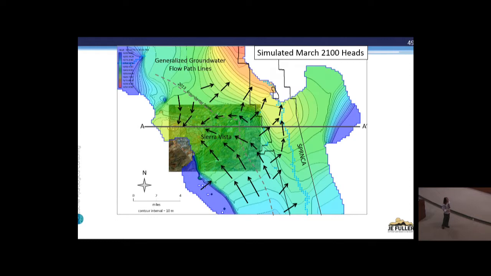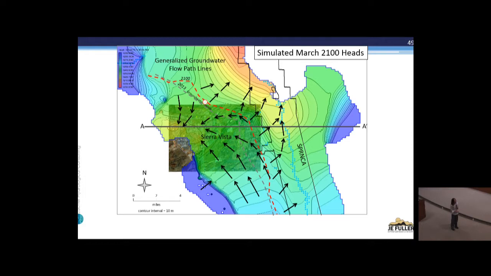4152. By 2100, now this is a future model prediction, that 2013 divide was here. Now it's moved out a bit toward the river. Okay, the cone of depression is expanding. You can see more flow toward the cone of depression, less flow toward the river.